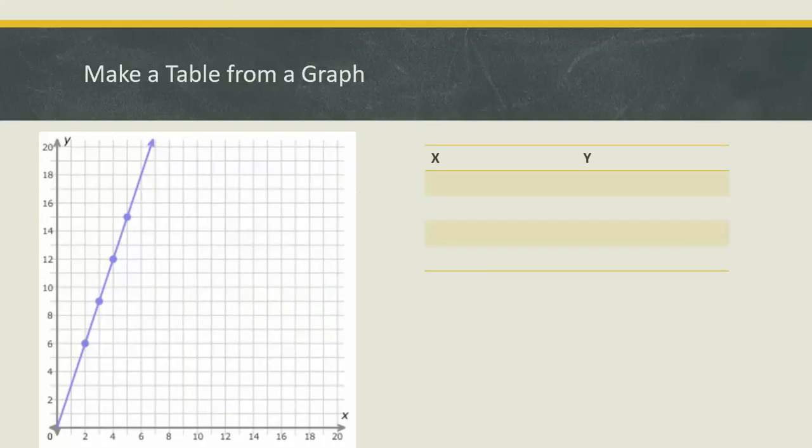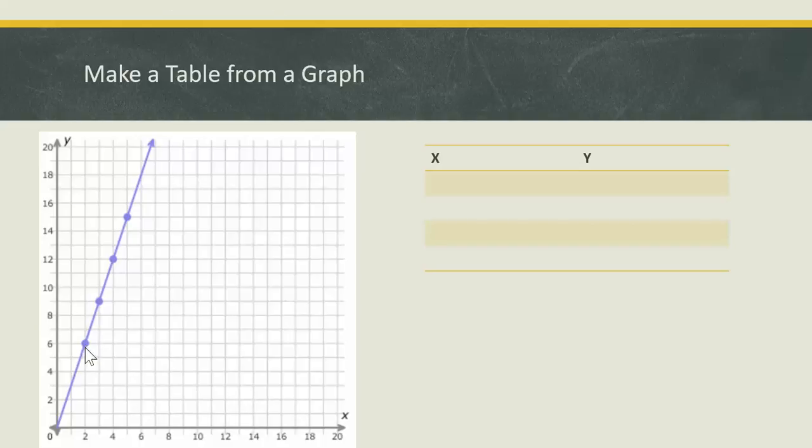When we start making a table from a graph, it's going to be easiest to use the dots that are specifically marked for you. What we need to do is figure out the coordinates, or the ordered pair, for each of those dots. Remember that the first thing we list is the x coordinate. X goes across the bottom and tells us how far right we moved. Y is up the top, tells us how far up or down we went.